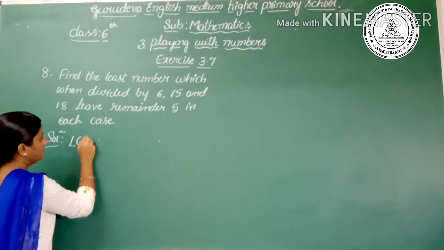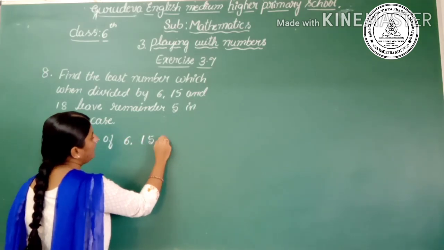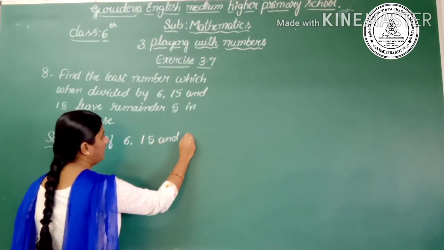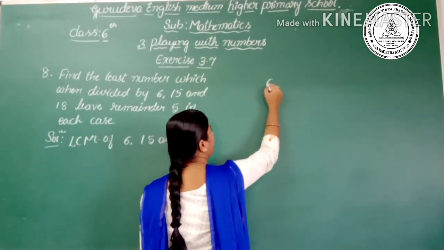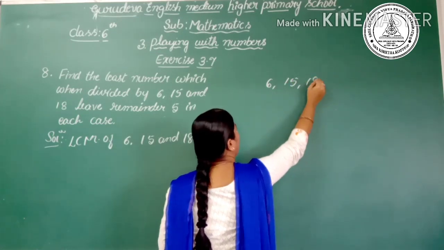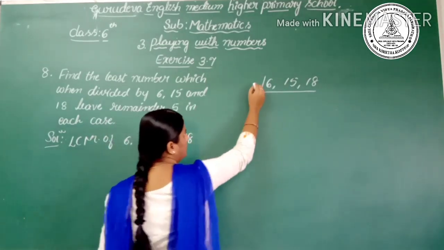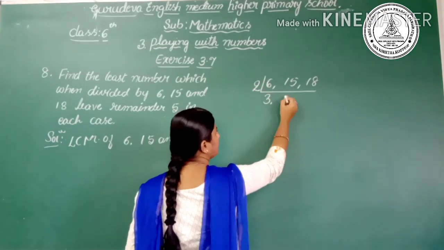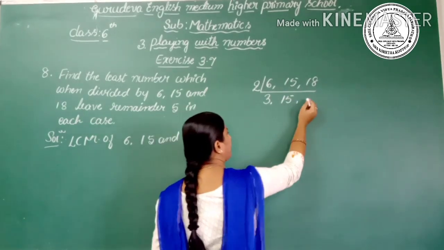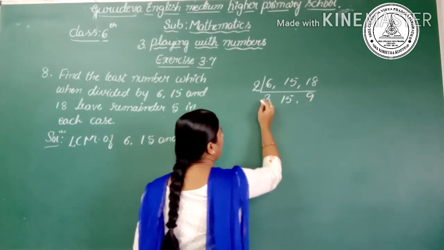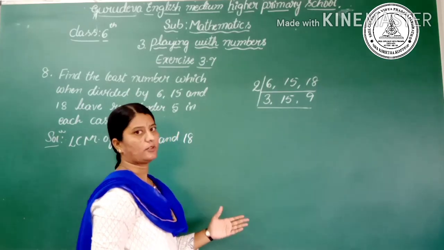LCM of given numbers 6, 15 and 18. I will do it here using the prime factorization method. First I will divide these three numbers by 2. 2 3s are 6. 15 is not divisible by 2, so write it as it is. Then 2 9s are 18. Here the three numbers are not all even, so it is not divisible by 2 further.